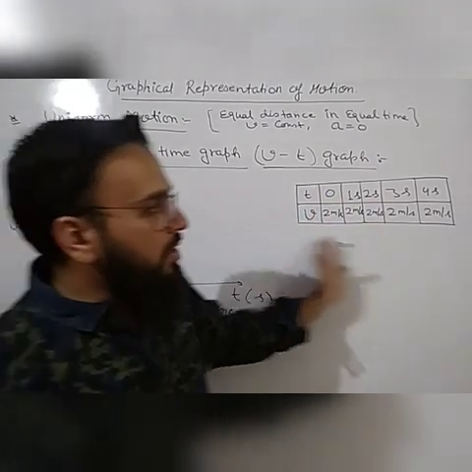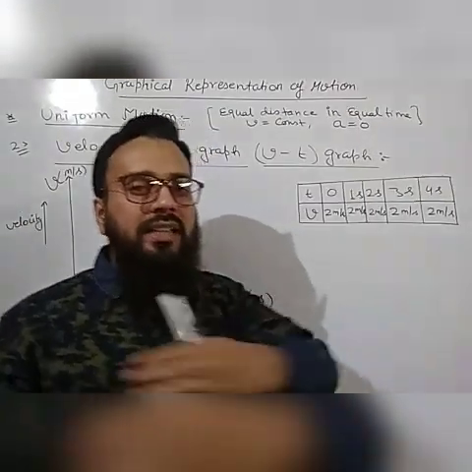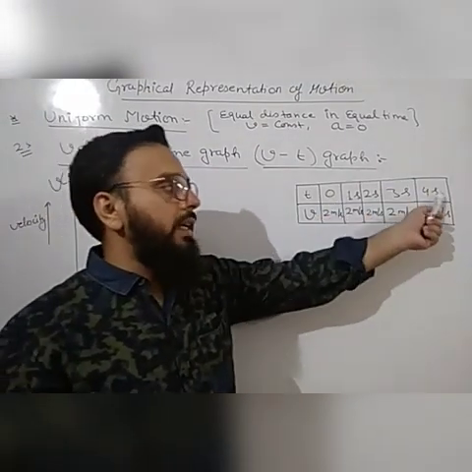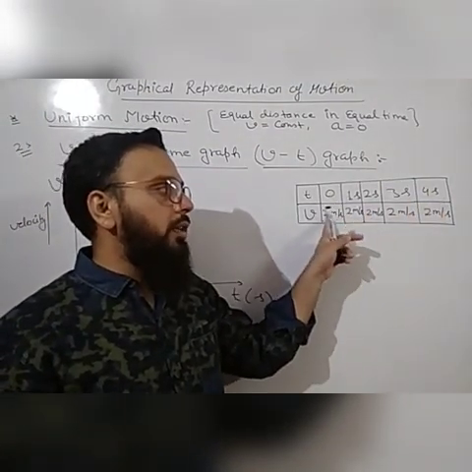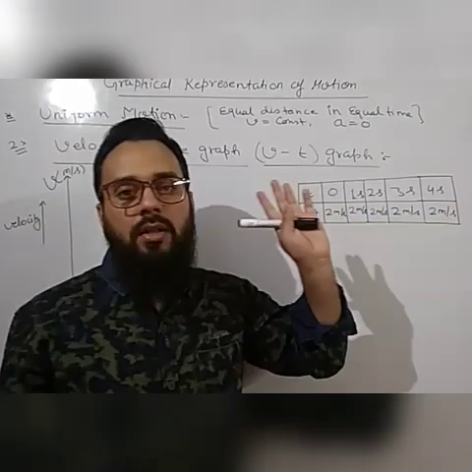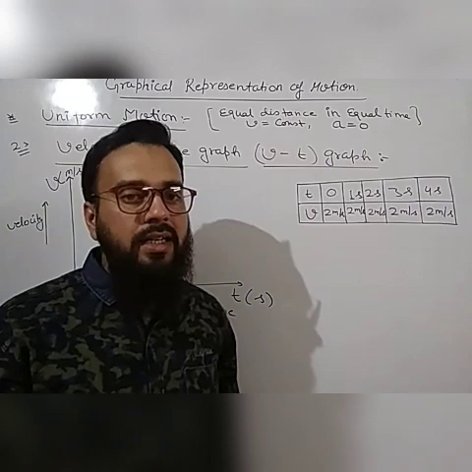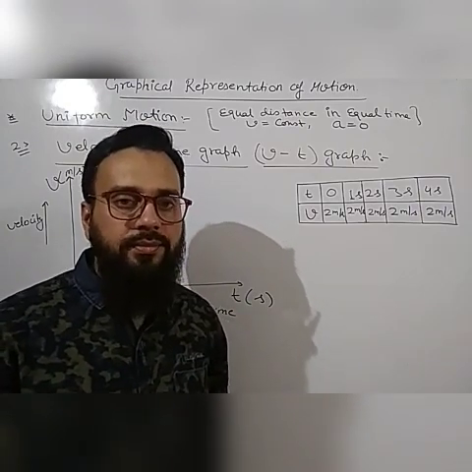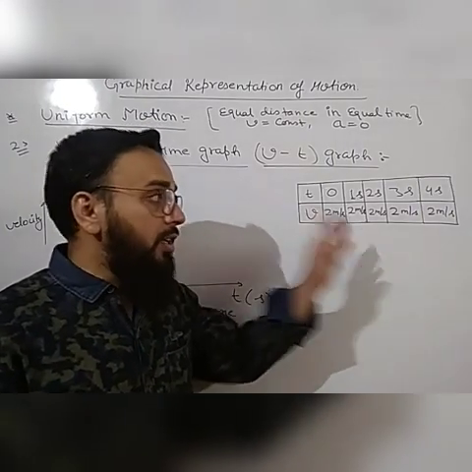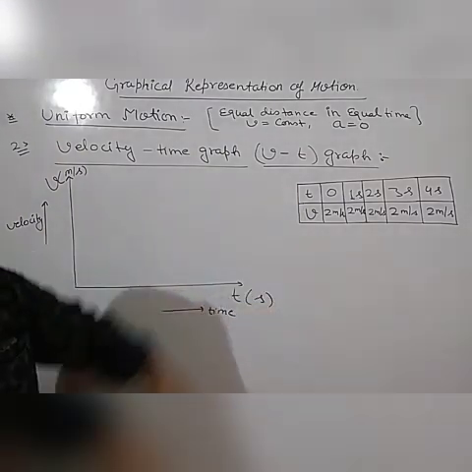So throughout the journey, as you are seeing the motion from 0 to 4 seconds, the velocity is constant: 2, 2, 2, 2, 2. Throughout the motion, the velocity is the same. It means we can say that the velocity is constant. Now, how will you draw the graph of this particular table?